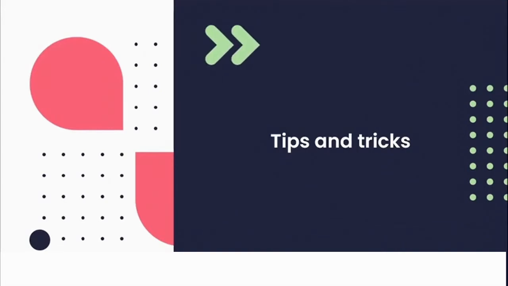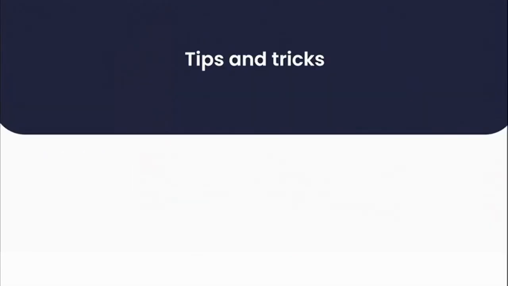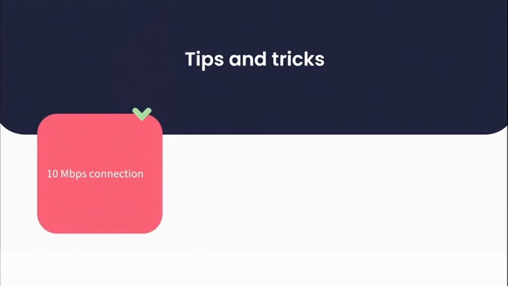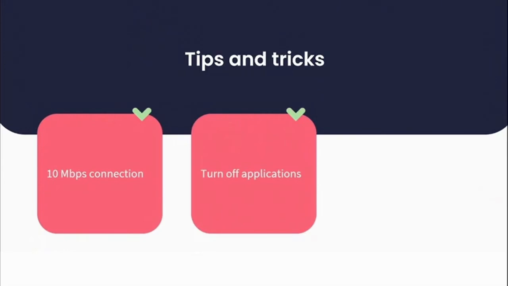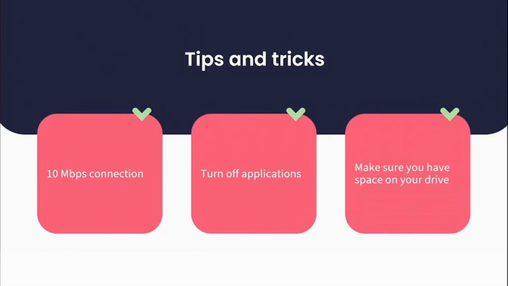From here, we're going to look at some of the tips and tricks to make your download faster and smoother. And these are suggested by the Autodesk product themselves. Firstly, you want to make sure that you're using a 10 megabits per second internet connection. You also want to make sure that before you do anything, you turn off all of your applications. This is a really big program and will take a lot of energy and memory from your computer. And lastly, make sure that you've got sufficient space on your hard drive.